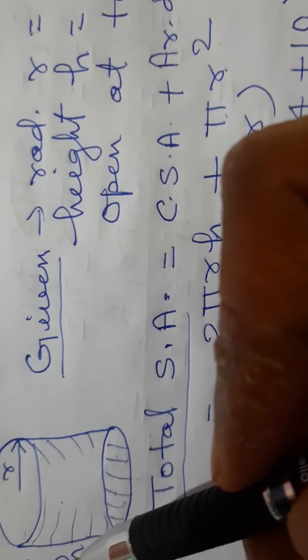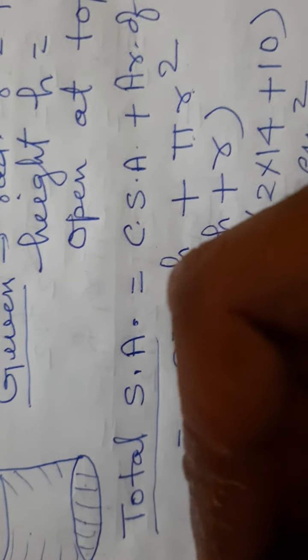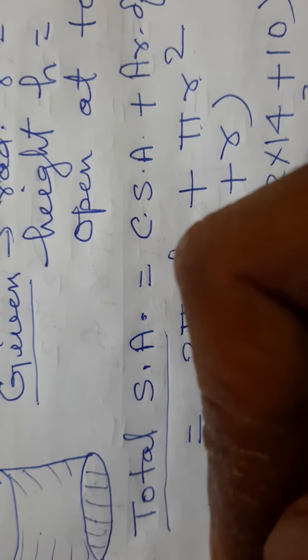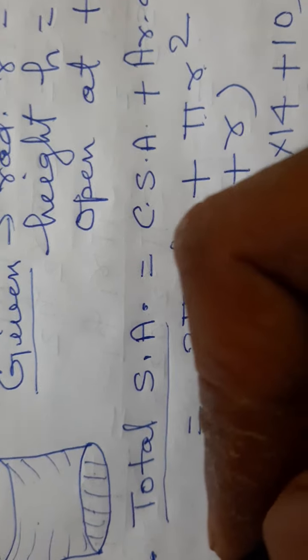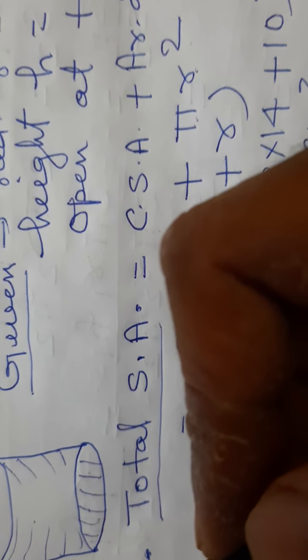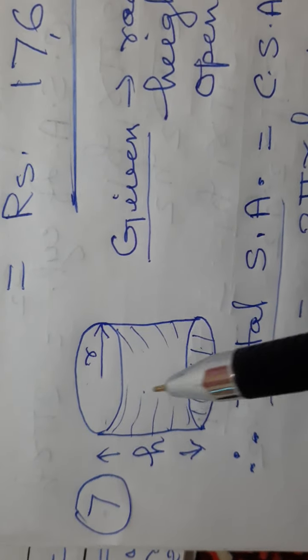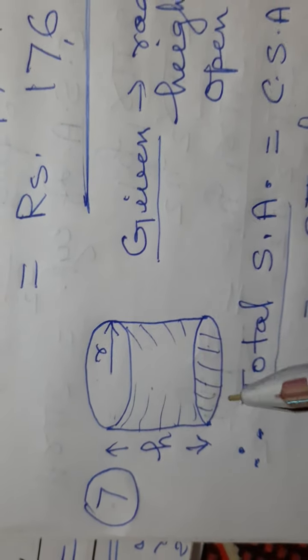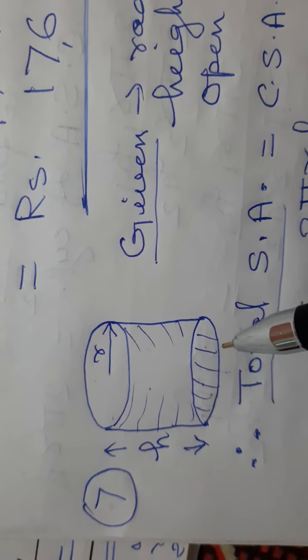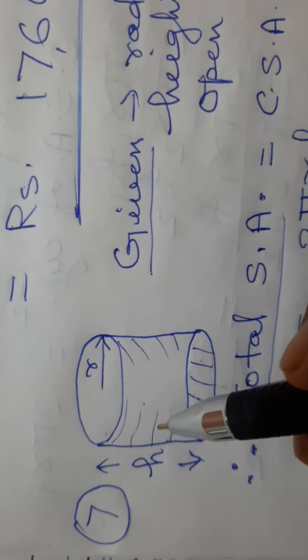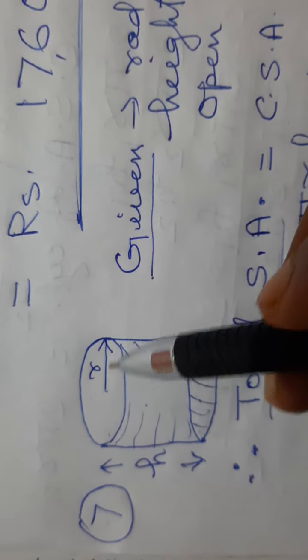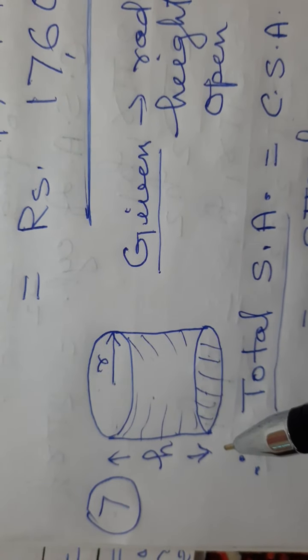Now, question number 7. A cylindrical vessel open at top has a radius 10 centimeter and height 14 centimeter. Find total surface area of the vessel. A cylindrical vessel open at top. ये ऊपर जो है वह खुला हुआ है, नीचे बंद है, open at top के बंद. The radius and height of this cylinder is given.